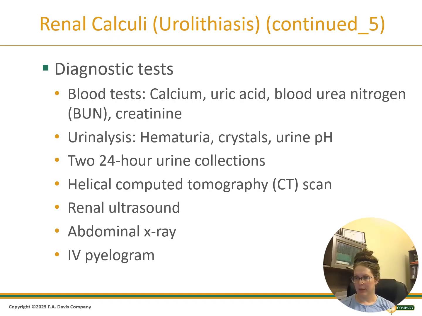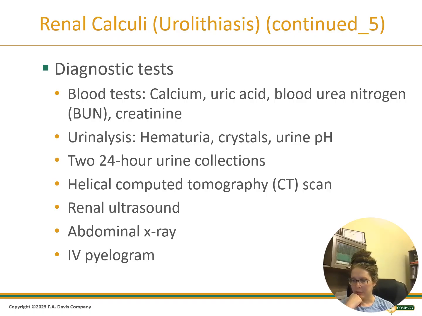So your calcium, uric acid, your BUN, and creatinine, those are going to be elevated whenever we have a high stone risk in kidney function. Our urinalysis is going to detect hematuria, crystals, abnormal urine pH. We do that 24-hour urine collection. This says ×2 for those. We can get a non-contrast CT, that helical CT scan. That's going to be our gold standard, our go-to for detecting stones.